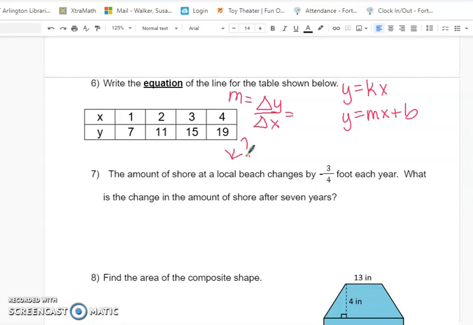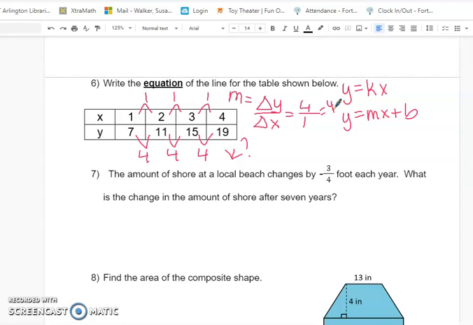Okay, so delta y, how much is it between these? And hopefully you know each time it goes up by 4. Okay, then the change in x, remember the x, even though it's up, I put it down. Each time it goes up by 1. So that's 4 over 1 or 4. Okay, so my constant rate of change is 4 over 1 or 4.